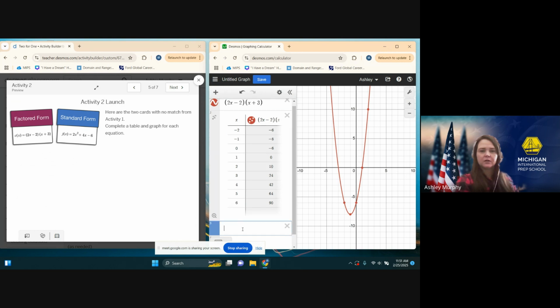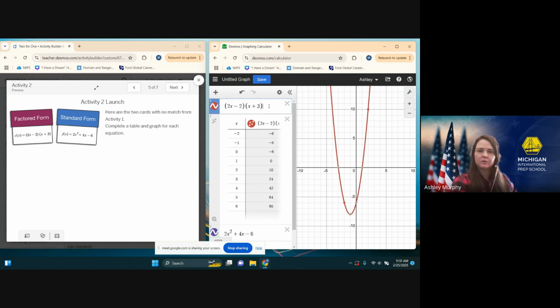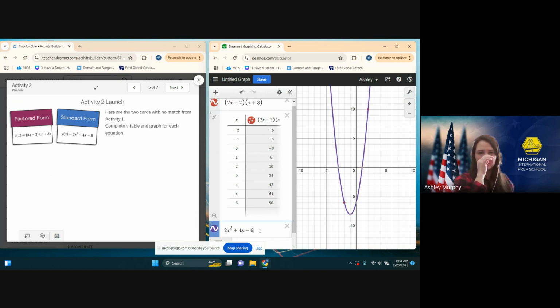Now let's take a look at this other function, 2x squared plus 4x minus 6. And notice that if I go from the first one, it's red, and then it turns purple. I like to click back and forth. And you can see that these two functions are equivalent because one is graphed right on top of the other.